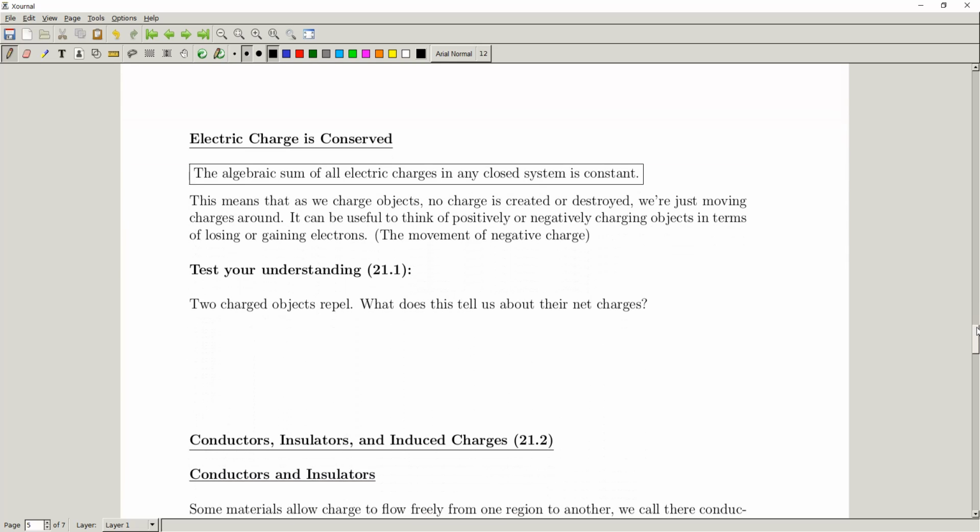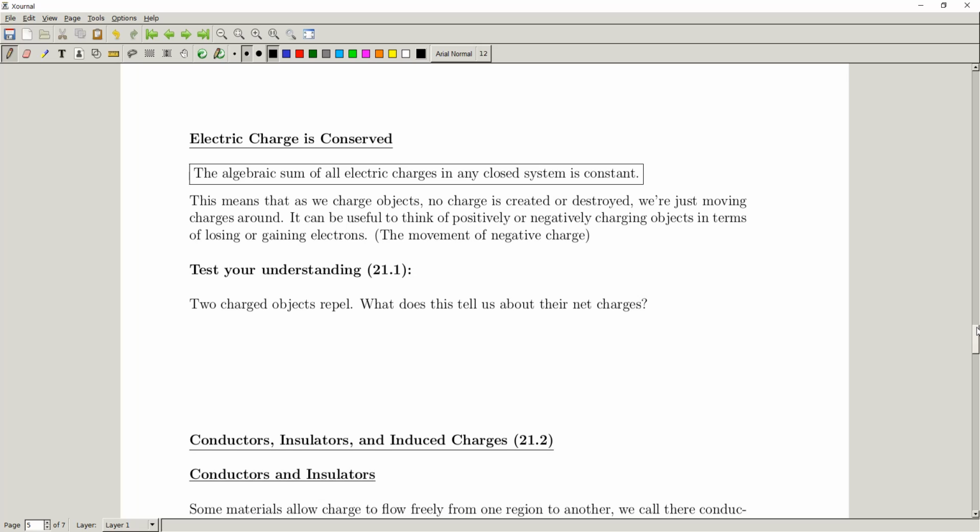I mentioned above that electric charge is conserved. We're not going to make a whole lot of use of that point right at this moment, but we do want to keep that in mind, so I've boxed it off here. Electric charge is conserved, and what does that mean? That means that the algebraic sum of all electric charge in any closed system remains constant. So if you have a closed system, no charge is ever created or destroyed. It's just moved around within the closed system, right?